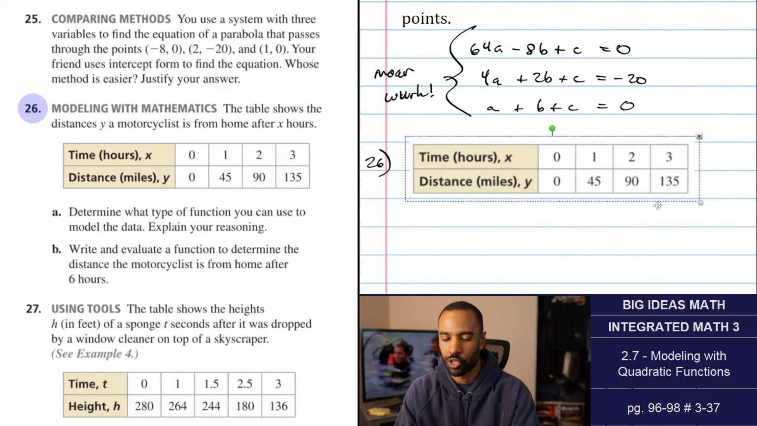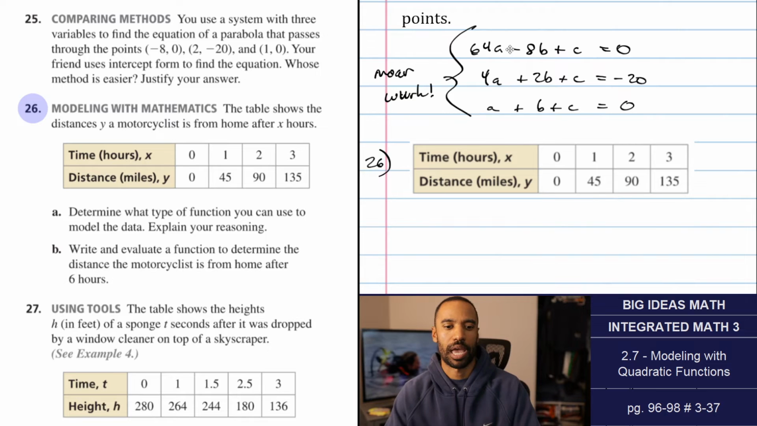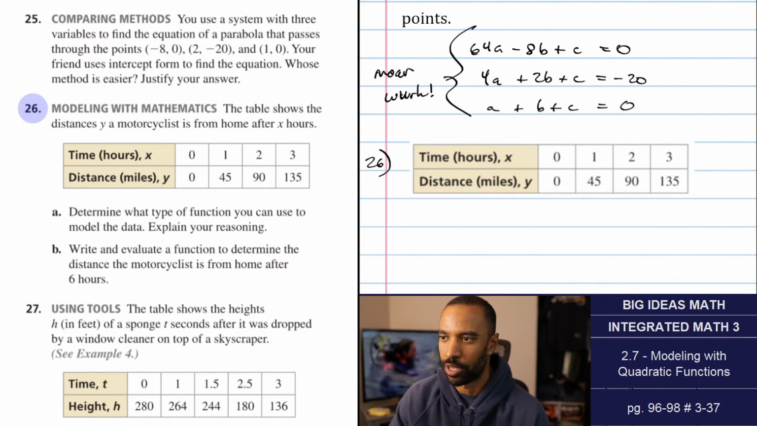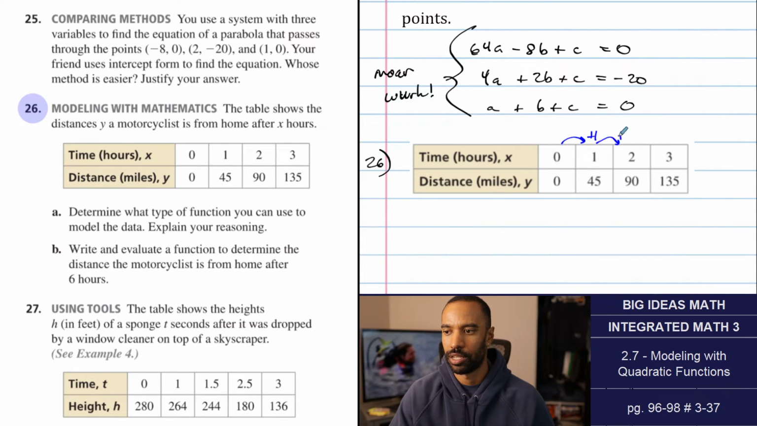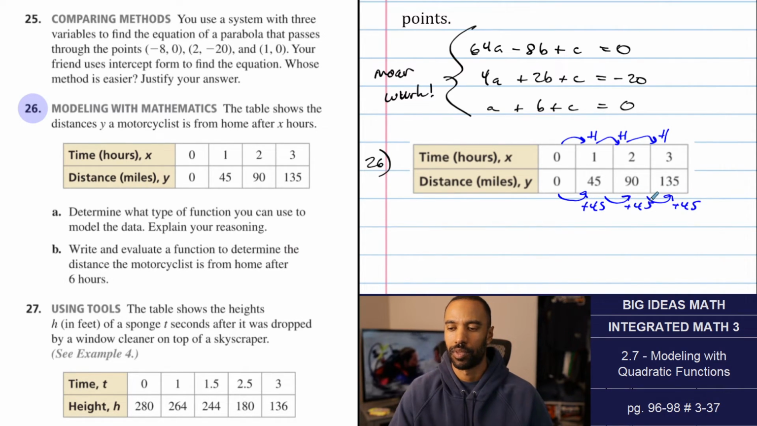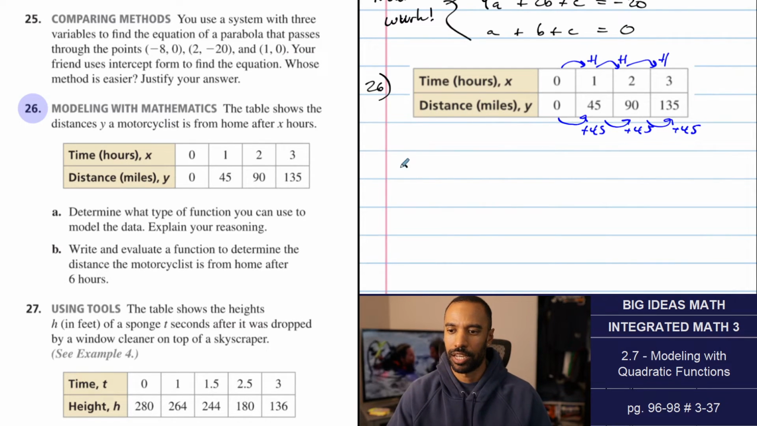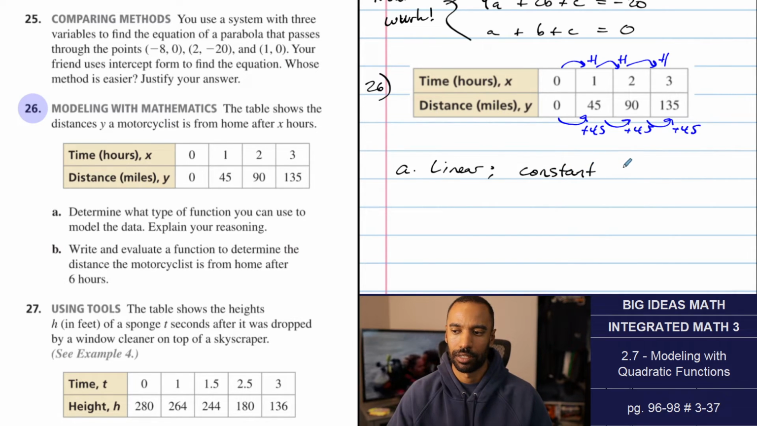So, to answer their first question, determine what type of function you can use to model the data. Explain your reasoning. Well, as x increases by 1 constantly, y is increasing by 45. It appears linear, not quadratic. So part A, linear. You have a constant first difference is what we call that. Sometimes I just say common difference.